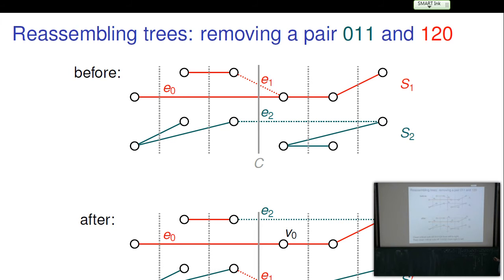So I will simply take out E1 here and take out E2 here and add it to the other tree. Of course, you have to be very careful when you do this. For example, you should still have trees afterwards.